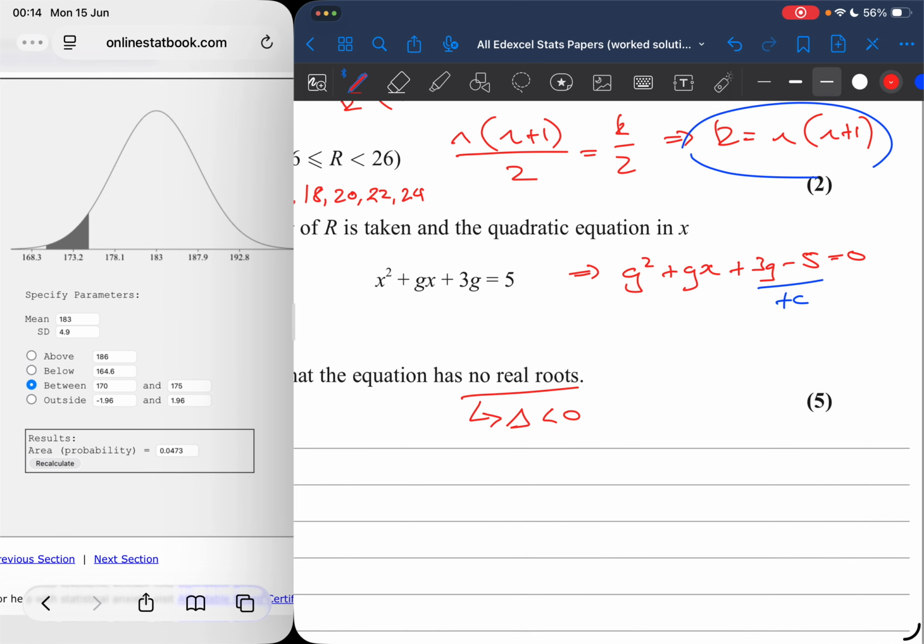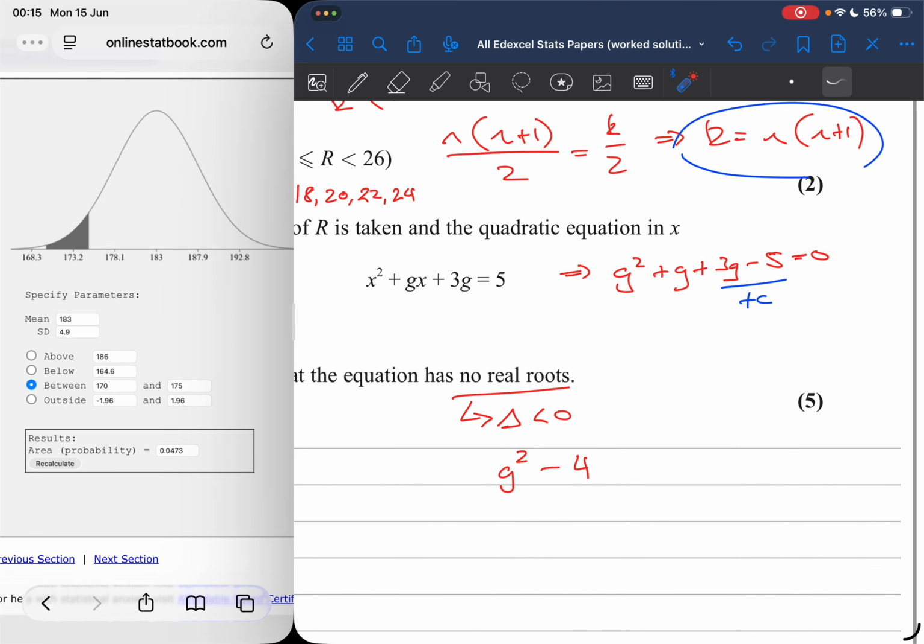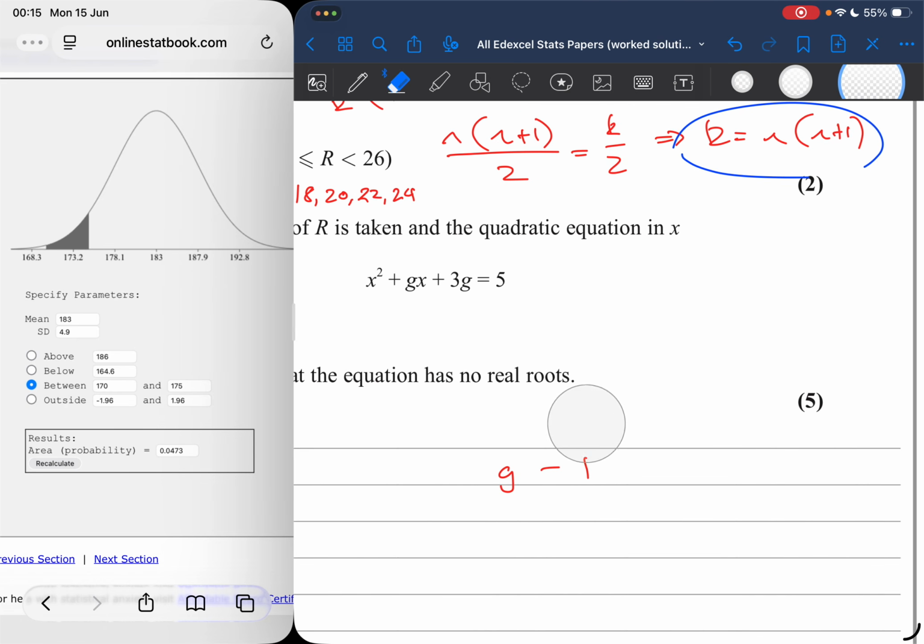So what do we want to find? The discriminant itself is going to be b squared, which is just g, so g squared, minus 4 times a. I shouldn't have the x in the middle. That's what's bamboozling me. There we go. Right, that's better, isn't it? Yeah. No. What am I doing?